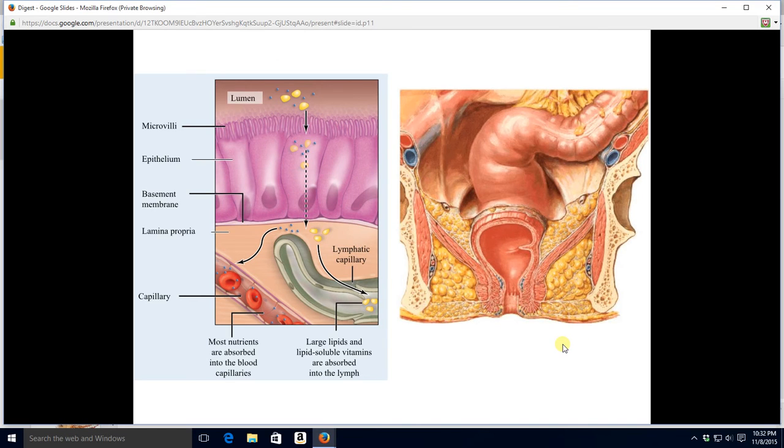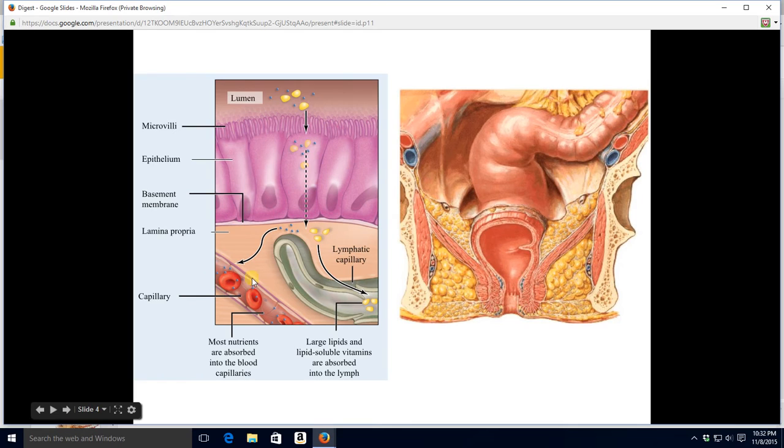Okay, another process that we've got going on here is absorption. Now, in absorption, what we're doing, we see that pictured over there on the left. In absorption, what we are doing is taking food molecules, digested food molecules, and moving them from the lumen of the digestive tract into either the blood, or if they're lipids, into a lymphatic capillary. So we're going to go down through the columnar epithelium of the small intestine, notice the microvilli to increase the surface area, and we're going to go into either the blood or the lymphatic capillary.